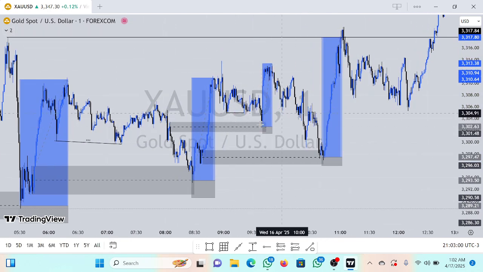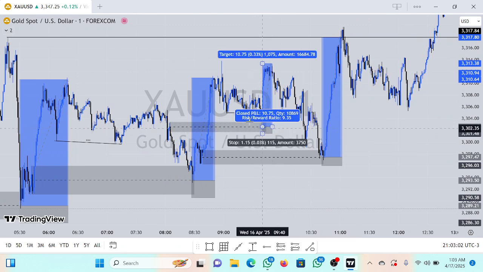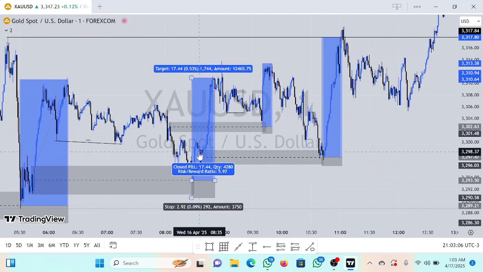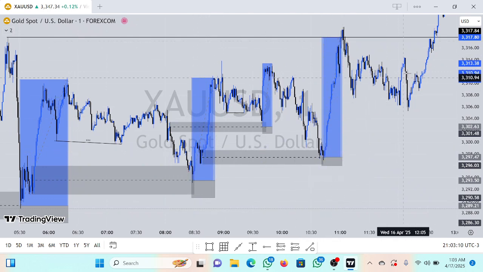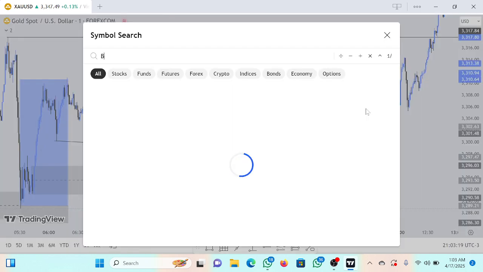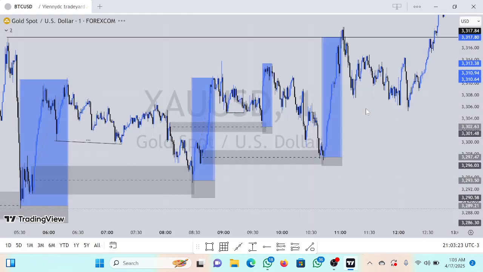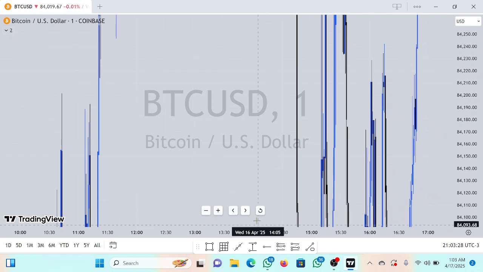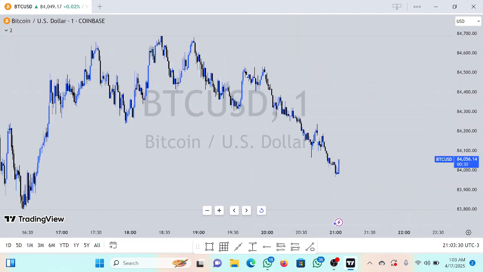This place was used as an inducement zone. After the push off, it was used as the inducement zone to fill up this imbalance left here, then continue the buy. After this TP, I ended my day here, and early in the morning I took a series of buys on BTCUSD, which is this.